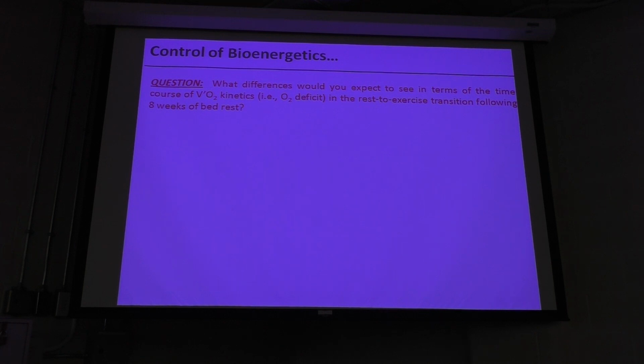So what differences would you expect to see in terms of time course of oxygen uptake kinetics? In other words, I'm asking you, would the oxygen deficit be higher or lower? Would you have more area under the curve or less area under the curve in the rest to exercise transition following 8 weeks of bed rest?